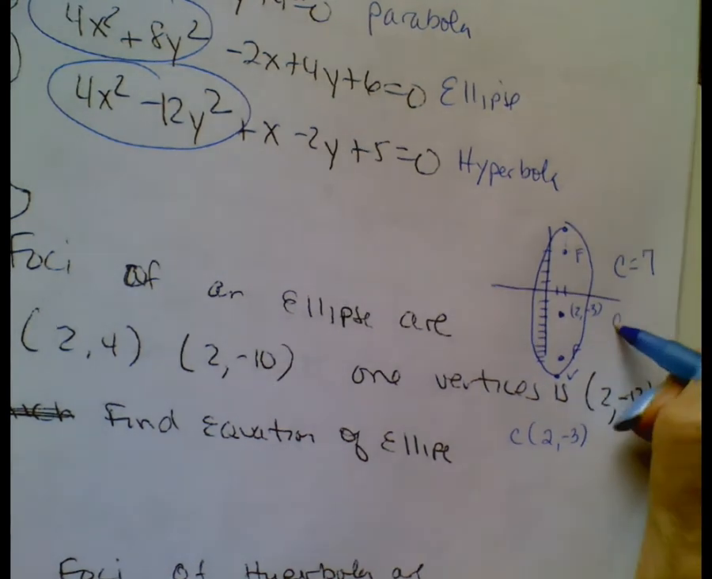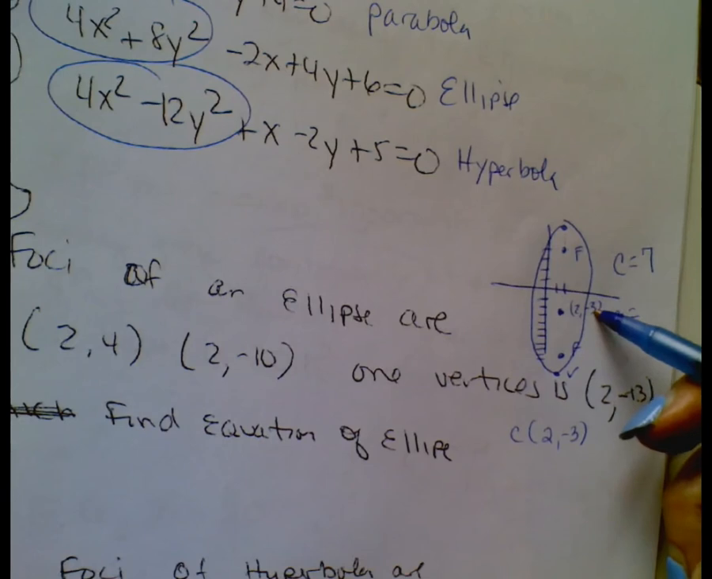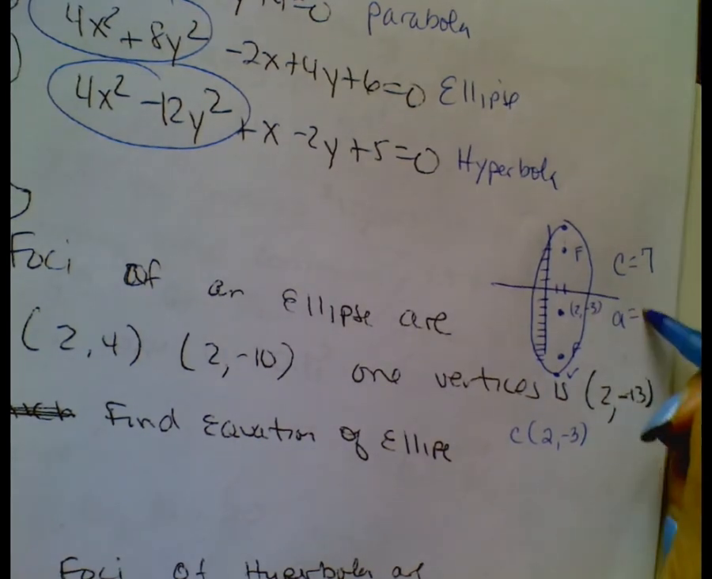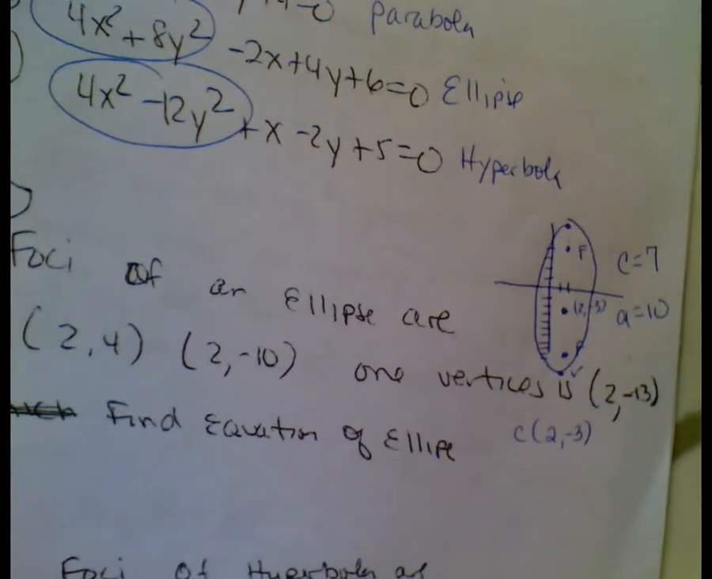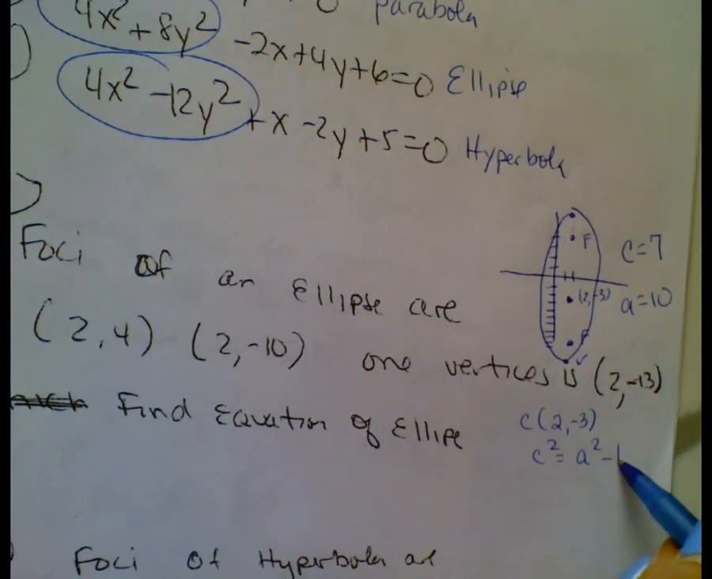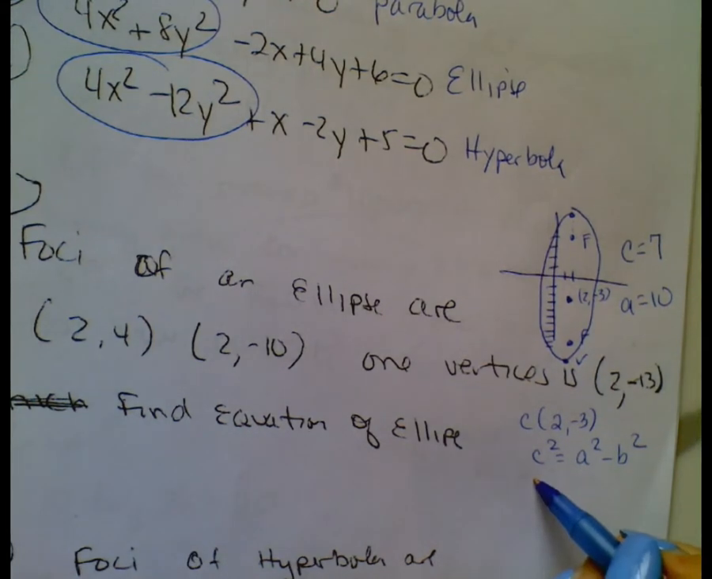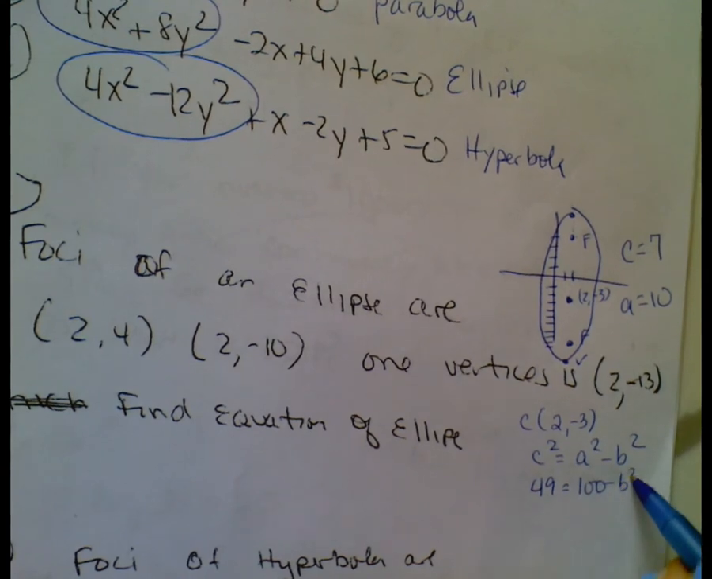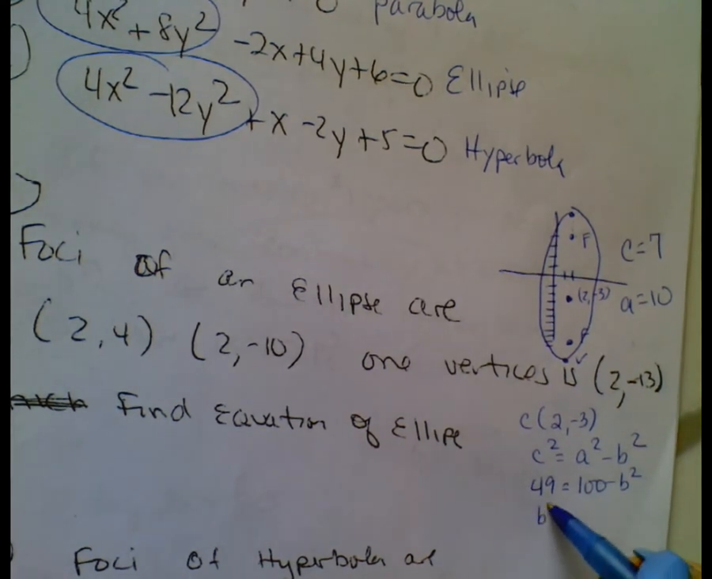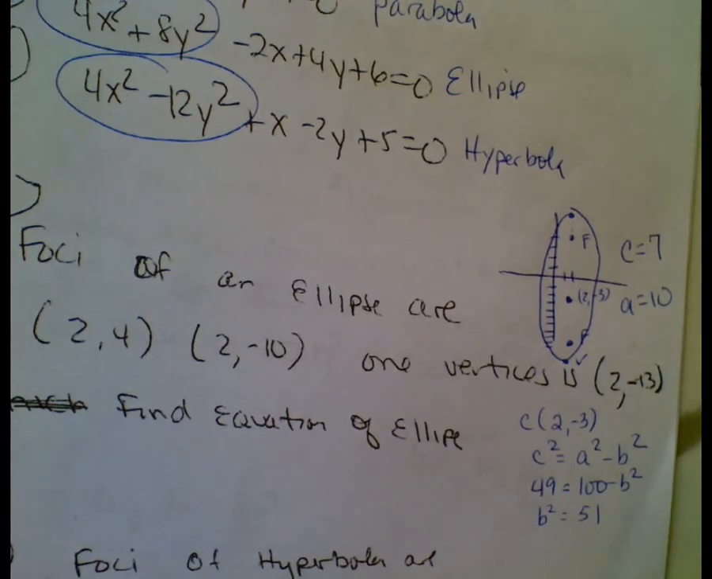So what is a? a is the distance from center to the vertex. So from (2, -3) to (2, -13) is 10. And the foci formula is c squared equals a squared minus b squared. c is 7, so that's 49. a is 10, that is 100. You're solving for b squared. So if you add b squared over here and subtract 49, you will get b squared equals 51.